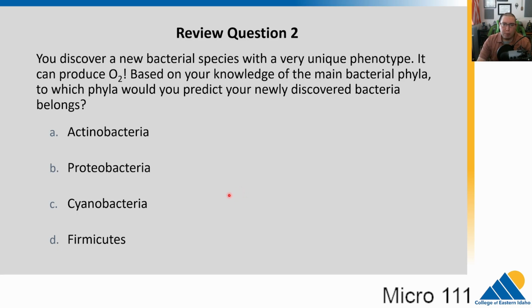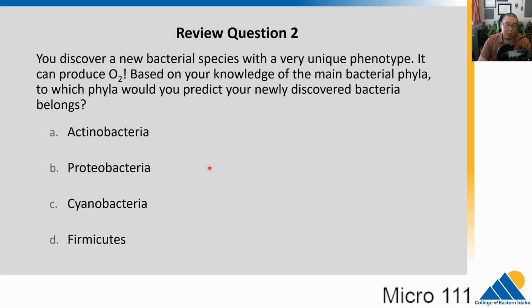You discover a new bacterial species with a very unique phenotype. It can produce oxygen. Based on your knowledge of the main bacteria phyla, which phyla would you predict that the newly discovered bacteria belongs to? Is it A, the actinobacteria, B, the proteobacteria, C, the cyanobacteria, or D, the firmicutes? Go ahead and pause the video, think about this one.